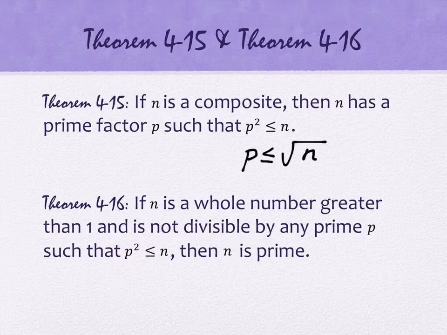So look at Theorem 416. It says if n is a whole number greater than 1, and it's not divisible by any prime factor p such that p squared is less than or equal to n, or that p is less than or equal to the square root of n, then n is prime.